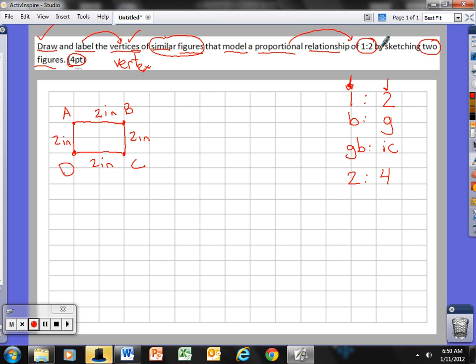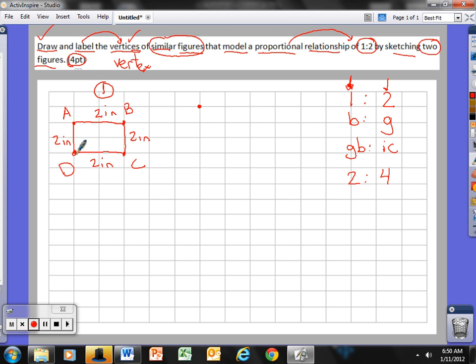Okay, so that's my 1. That's my ratio of 1. Alright, now I need to sketch 2. So now I need to make one that's double this because the ratio is 1 to 2. So for one here, if it's 1 foot here, it's going to be double to have 2 feet here. So now I'm just going to draw another shape.